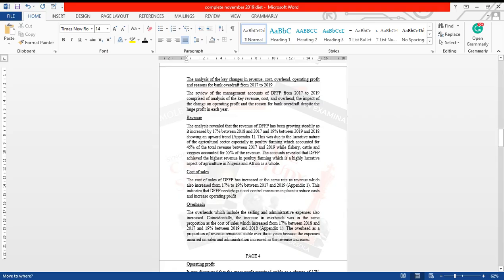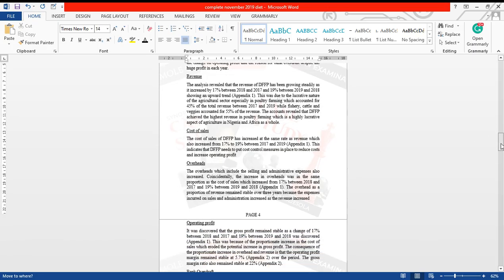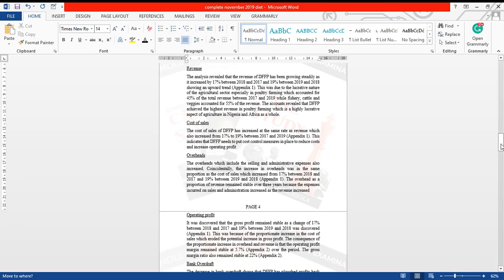Which indicates that TFIB needs to put cost control measures in place to reduce costs and increase operating profit. Because if you are telling me that the same proportion of your increase in revenue is the same proportion of your increase in costs, that means you are kind of breaking even in that sense. So the profit is just remaining stable. Do you understand? Because you're just breaking even. And that's not the goal of every company. The goal of every company is to make profit.